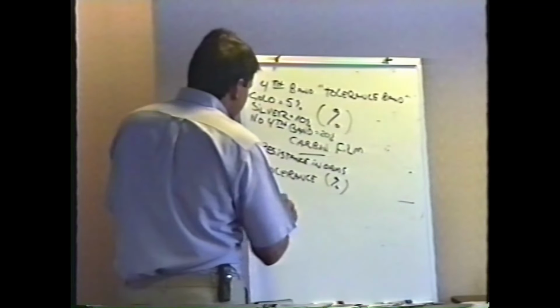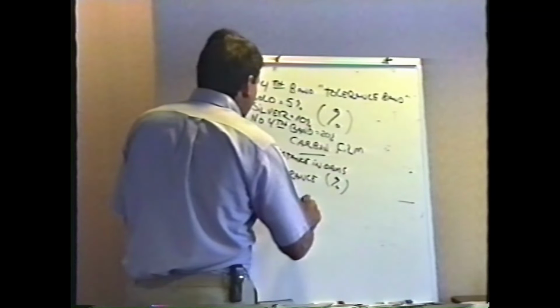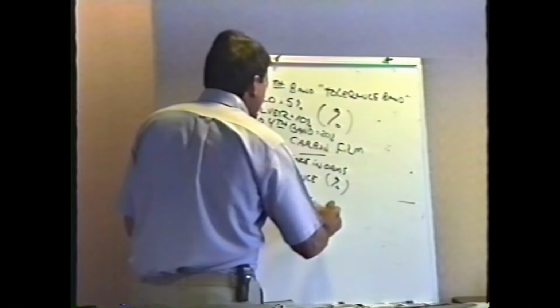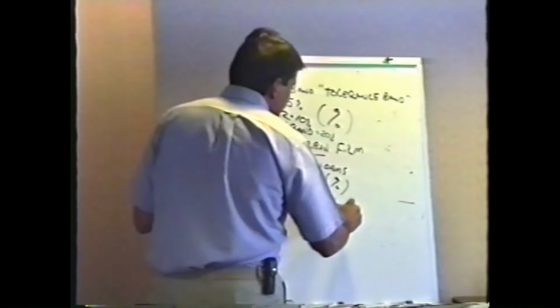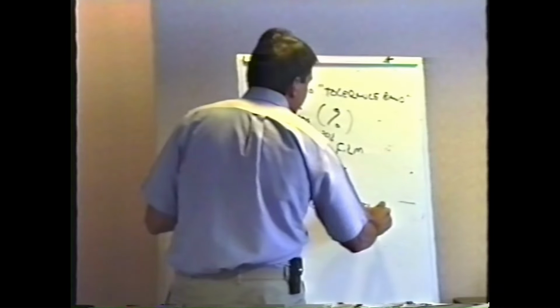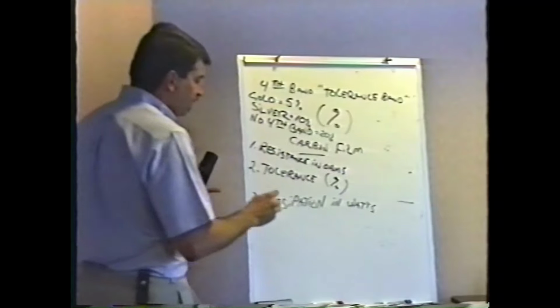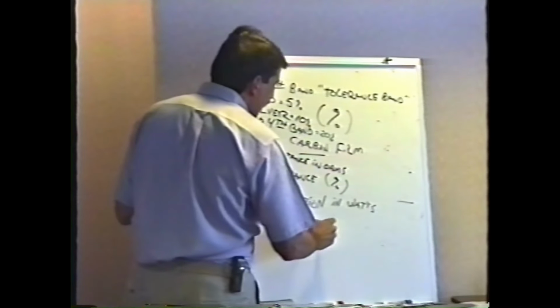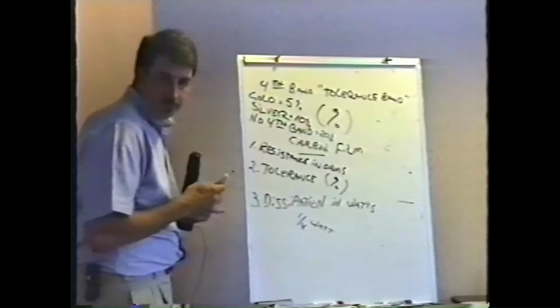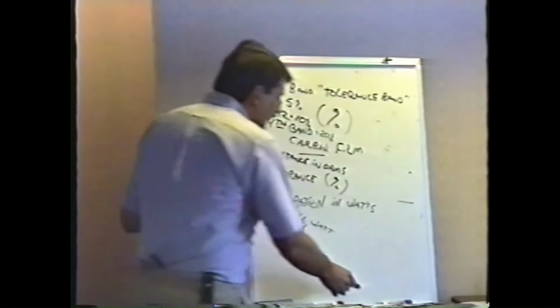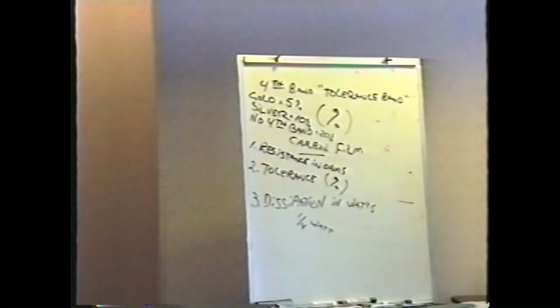And then there's one more specification. It's called the dissipation of the resistor, and it's measured in watts. The resistors that you have in front of you are 1/4 watt resistors. But we also use resistors that are larger than that. We use resistors that are a 1/2 watt, or 1 watt, or 2 watts, or 10 watts, or even higher.